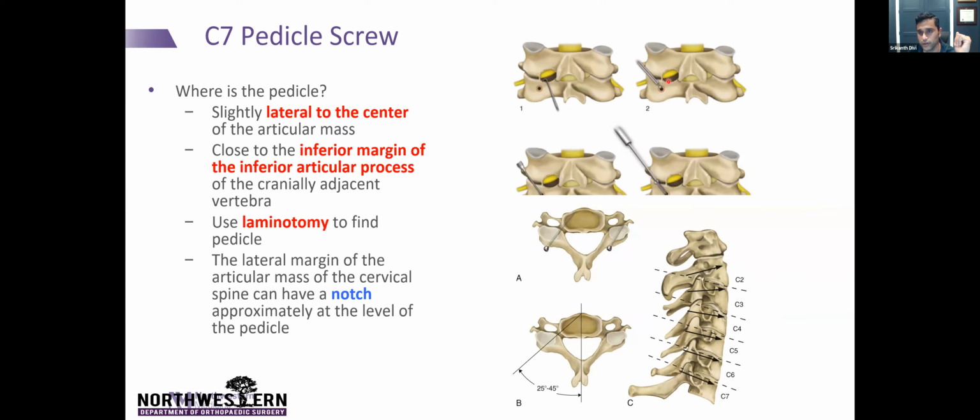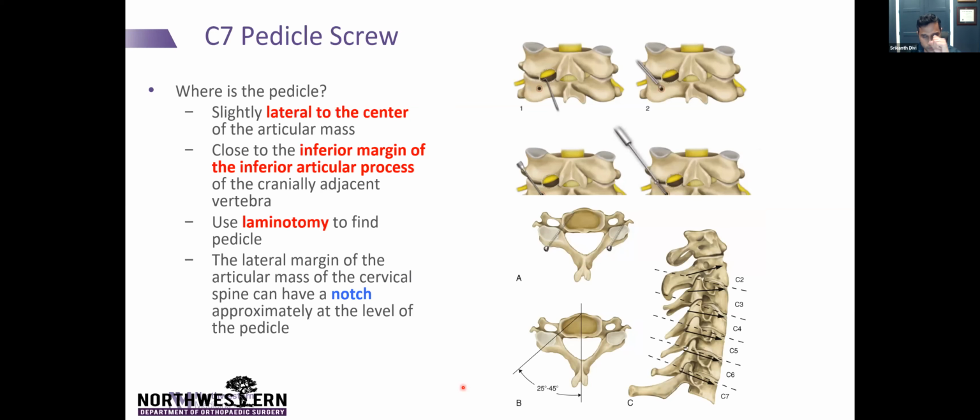I usually like to feel the superior border and then the medial border, and that way I can localize where my starting point would be, up close to the IAP and the middle of the articular mass. Then you aim about 25 to 30 degrees medial, and your cranial-caudal angulation is going to be based on your intra-op imaging. But at C7, you're going to be pointed down, so you just have to decide how much down. The other trick I've learned is you can parallel, or be perpendicular to, your ipsilateral lamina as one way to get your trajectory right.